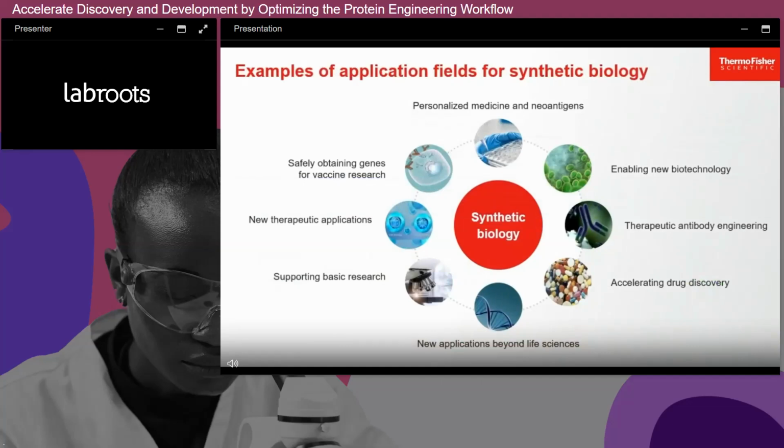Different applications of synthetic biology are, of course, manifold. We already talked about vaccine development, but this is not all. What you can do with synthetic genes is, of course, also to develop therapeutic antibodies and antibody engineering, or go for drug discovery, or enable new biotechnologies.